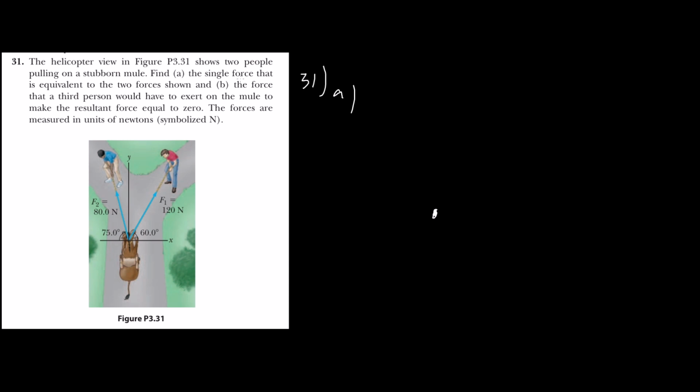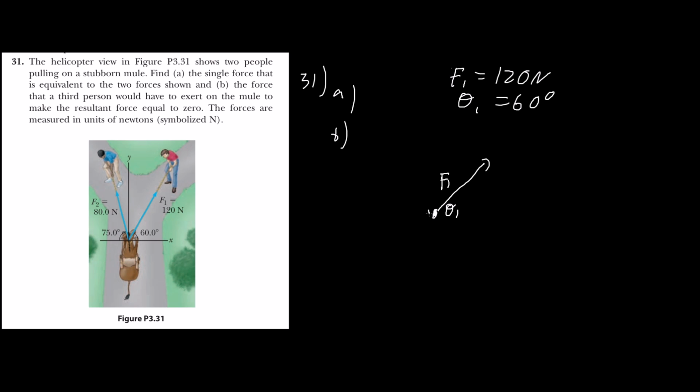Anyways, a single force that is equivalent to two forces. So the force that a third person would have to exert on the mule to make the resulting force equal 0. So the question is basically asking to find, it's basically part B, and A and B are practically the same thing. So part A is going to say that you are pulling the force F1, and I'm going to call this theta 1. And F1 is going to be 120 newtons, with theta 1 being 60 degrees.